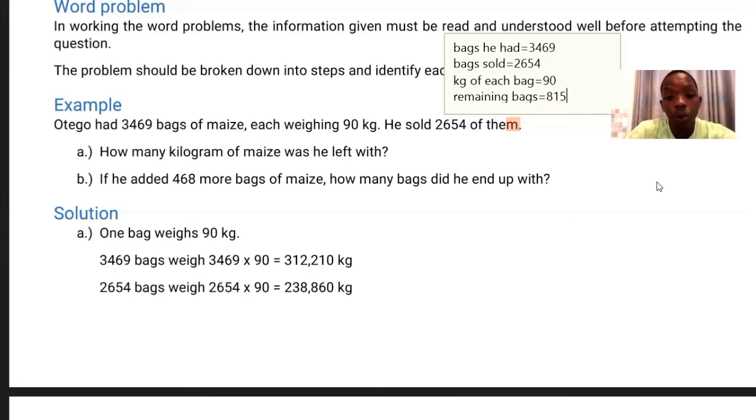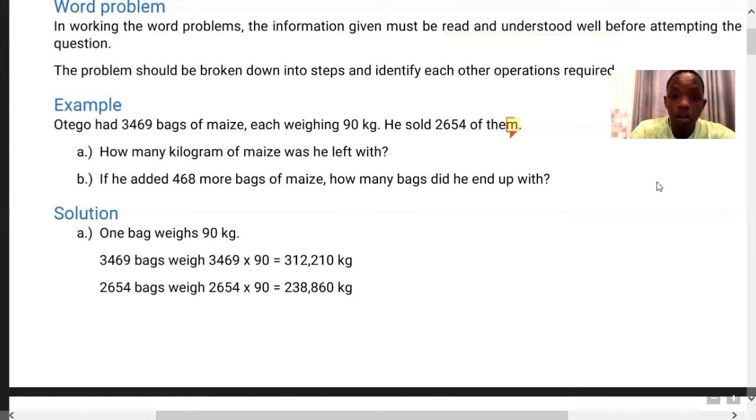So this is the information you have derived from the first statement. So we go on to the question. How many kilograms of maize was he left with? So to figure out the kilograms of maize he was left with, we'll come here now.